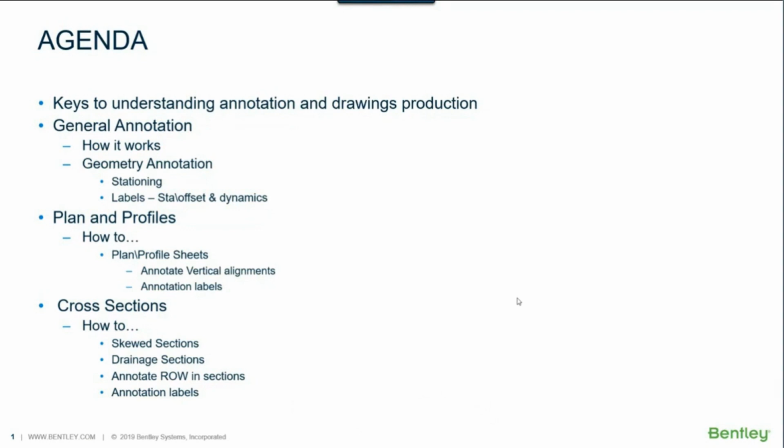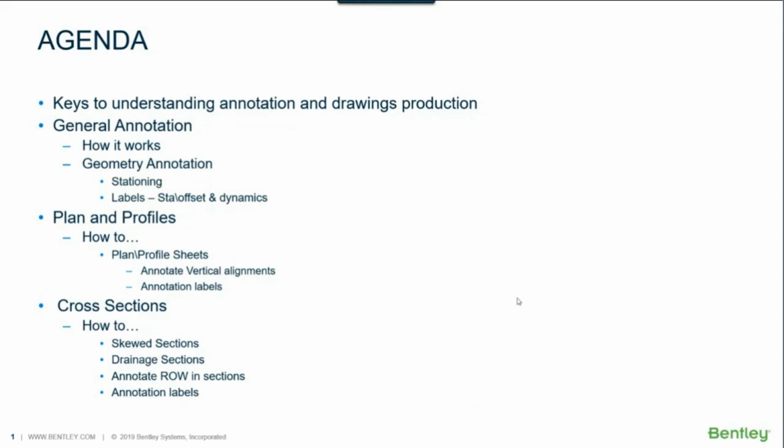The agenda for today, there's really 3 main areas where we're going to focus. First of all, we're going to look at annotation in a general context and how Open Roads Designer annotates elements. So we'll look at annotation again, talk about how it works, and go through some examples for stationing as well as labeling, stations and offsets and things like that.